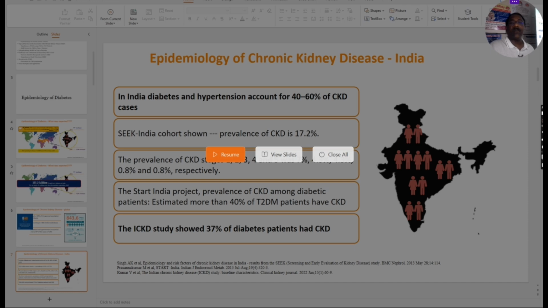In India, diabetes and hypertension account for 40 to 60% of CKD cases. I think not 40 to 60%, maybe 70 to 80% of the cases of CKD. See, anywhere in India, if a person is supposed to plan for renal transplantation, I think there are only two reasons: uncontrolled diabetes or uncontrolled hypertension. Unfortunately, both. Very few people have chronic glomerulonephritis.